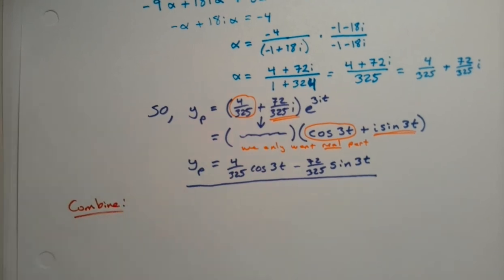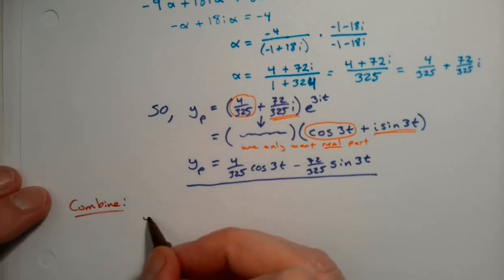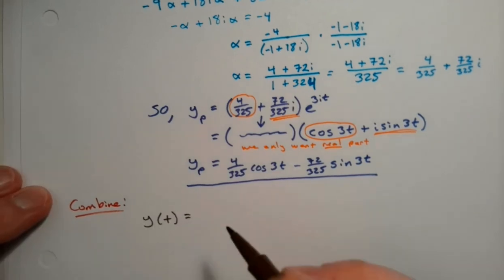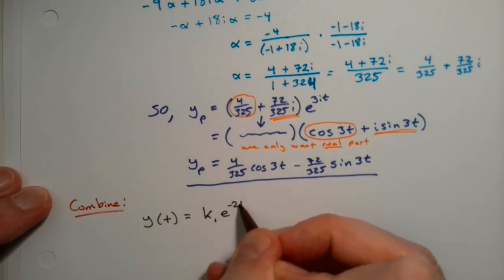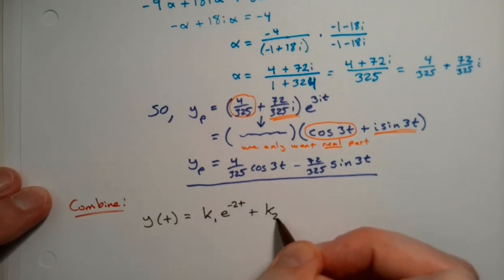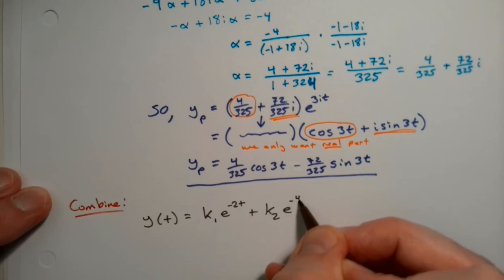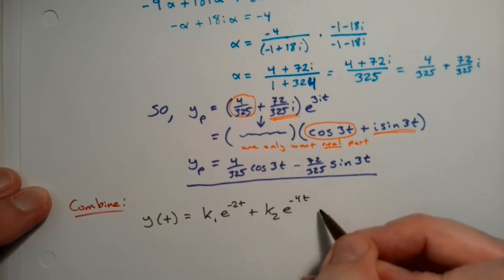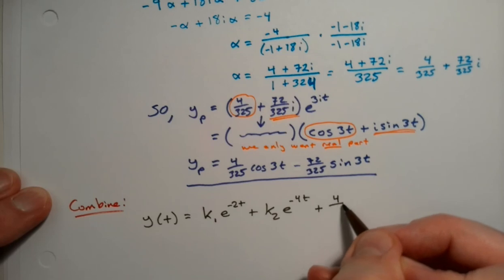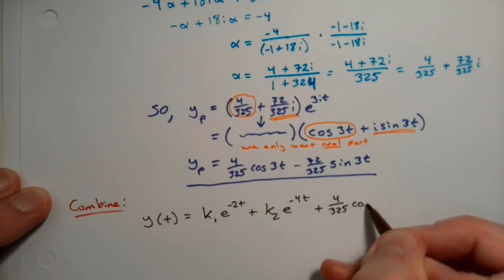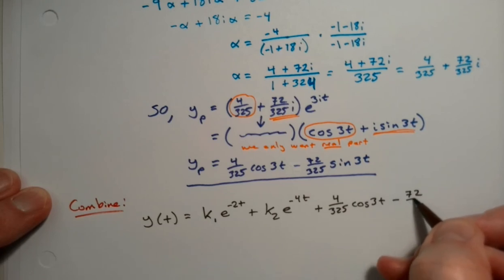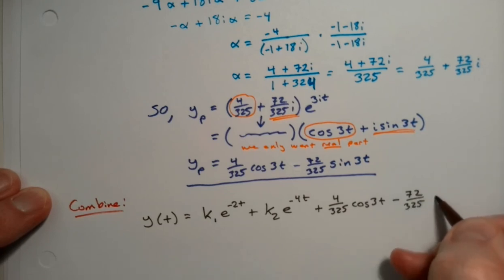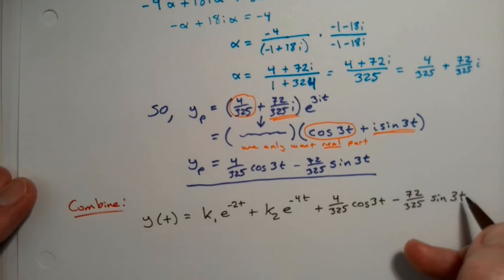And so combining these two parts, I have my general solution, which looks like this: k1 e to the minus 2t plus k2 e to the minus 4t plus two more terms, 4 over 325 times cosine 3t minus 72 over 325 times the sine of 3t. That is the general solution.